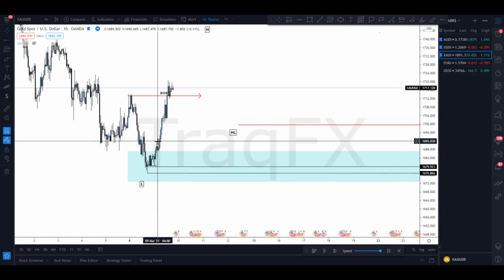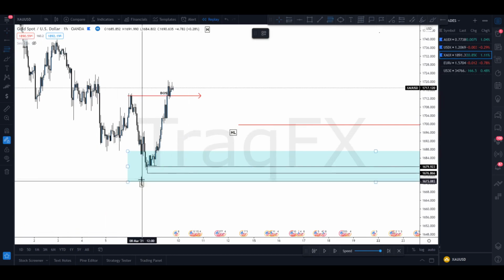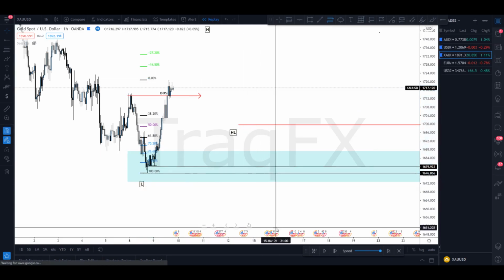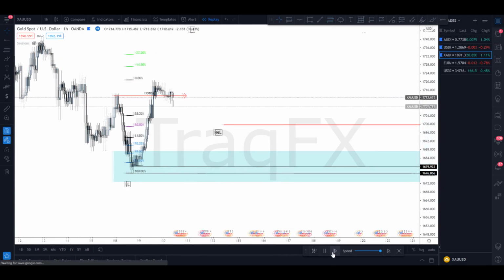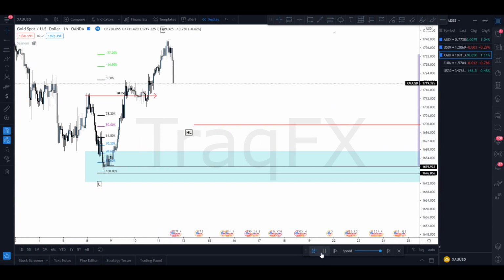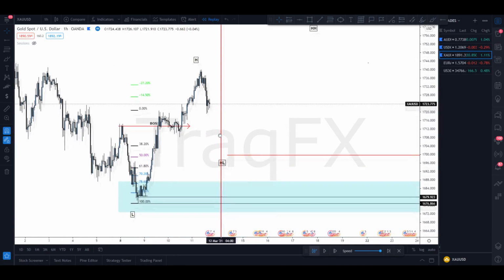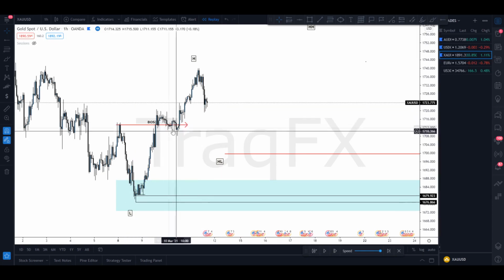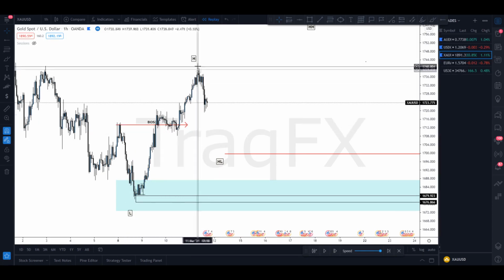So at this point, you could take your fib and measure from this low up to this high, but you don't know if this is where price is gonna stop becoming bullish. You don't know that. But in this case, it didn't. You can see it continue going up. So what we have to do is wait for the consolidation phase to come in before we start focusing on other things. But in this case, the market retraces and then re-expands back up.